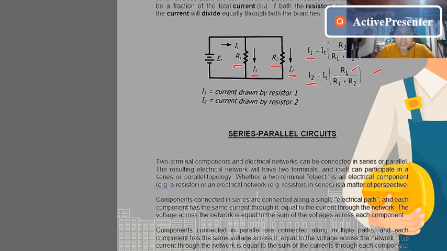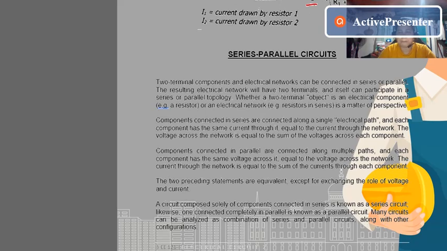So, nakahisgot naman ta sa series ug parallel sa atuang last module. So, naapod diay series parallel circuits. Kaning series parallel, combination ni siya. So, two terminal components and electrical networks can be connected in series or parallel. So, ang electrical network diay pwede siya ma-connect by series or parallel o pwede ang duha. The resulting electrical network will have two terminals and itself can participate in a series or parallel topology.